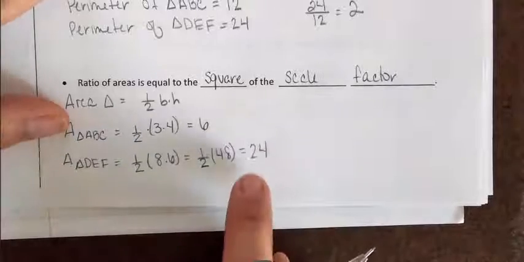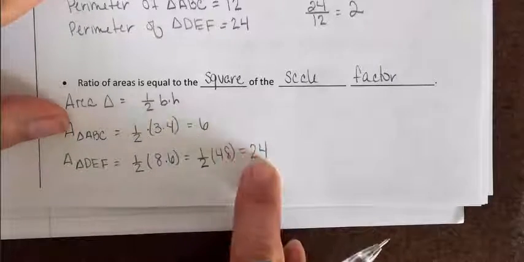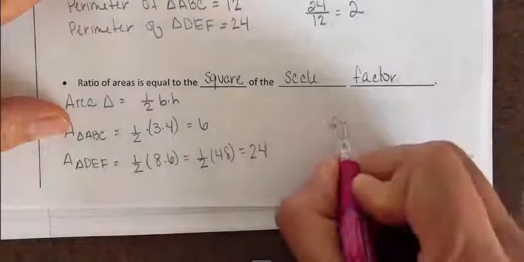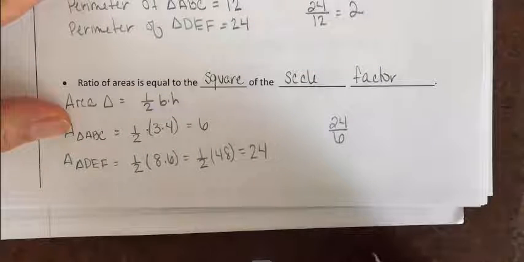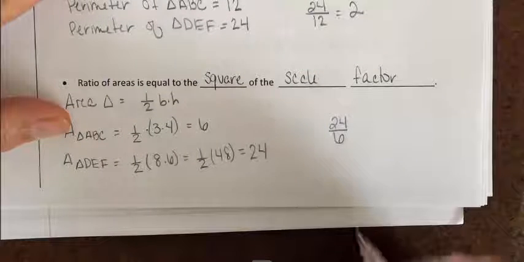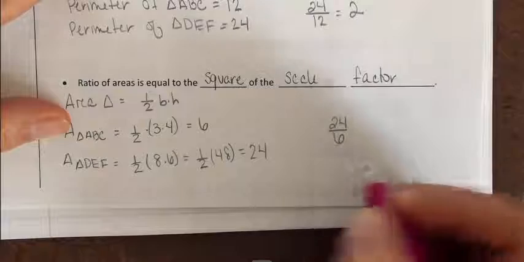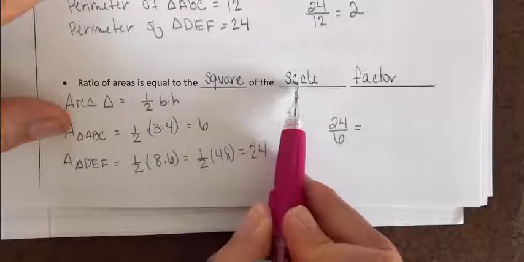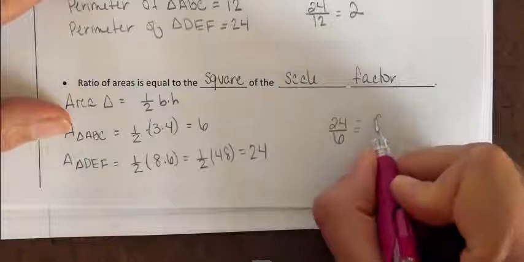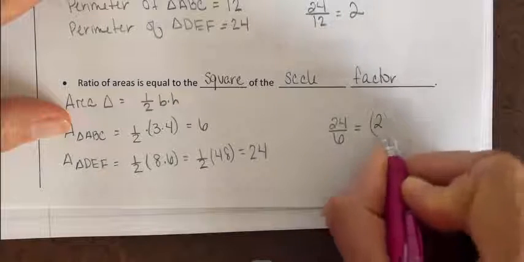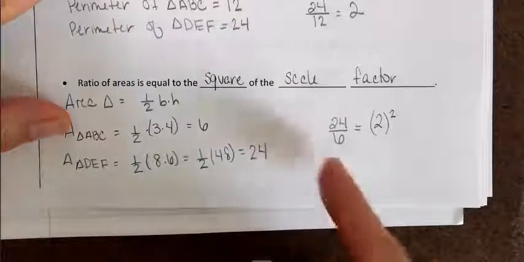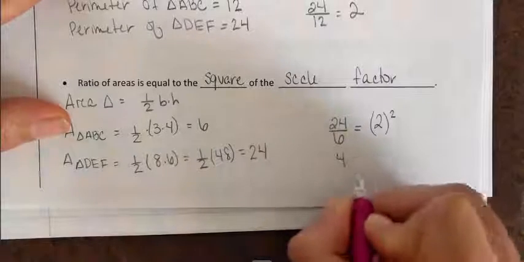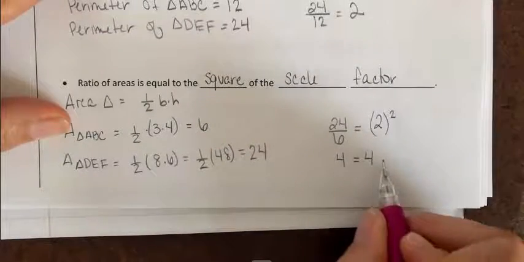Okay, so now what I do is I take these and I set them as a ratio. So I go 24 over 6. Okay, so that's the ratio of my areas, and that should equal the square of the scale factor. Well, what is my scale factor? My scale factor is 2, and I should square that. Is this a true statement? Yeah, this is 4 equals 4. So that totally checks out.